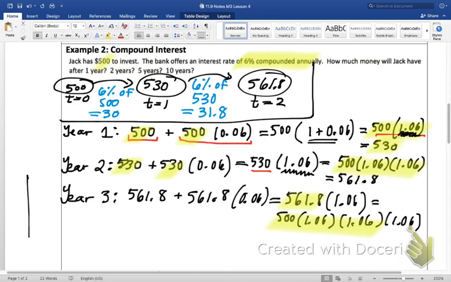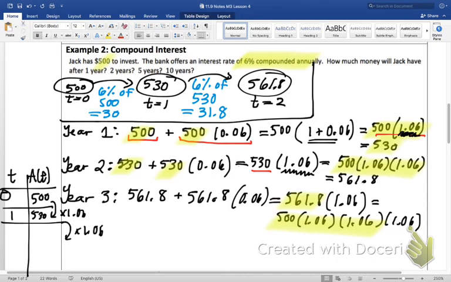And if you set it up in a table, it might be easier to tell. But we start in year 0 with 500. We multiply that by 1.06 to get the next year, which is the 530. We multiply that by 1.06 to get year 2, which is the 561.8, right? So we have this repeated multiplication, which really means this is going to be an exponential formula.